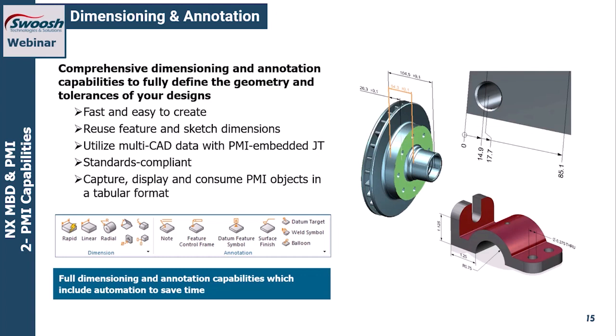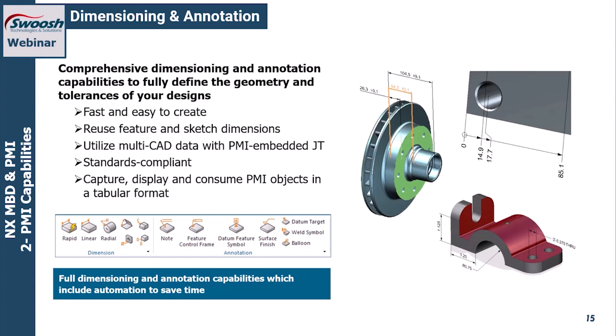We can utilize multi-CAD data with PMI embedded JT. So if we embed the PMI, we can share a JT file and send that out to somebody, and they can use the JT2Go viewer and see the embedded PMI on the part that way. These embedded PMIs are going to be standards compliant, of course, based on one of the two digital standards that is chosen to design your parts to. And we can capture, display, and consume these PMI objects inside of a tabular format as well.